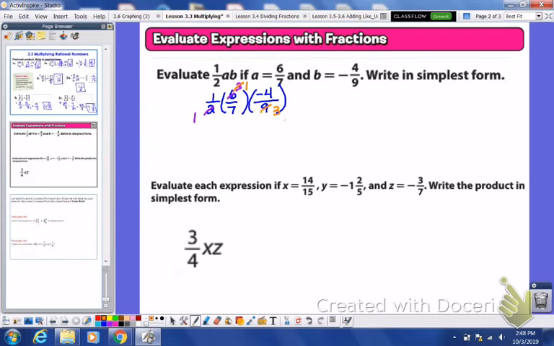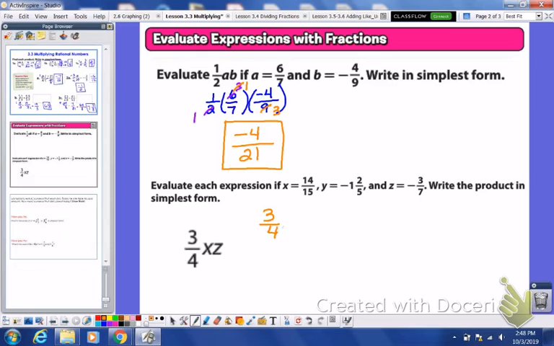Now at this point, I've got a couple simplifications already, so I'm just going to go ahead and multiply and check at the end. So 1 times -4 is -4, over 1 times 7 times 3 is 21. And -4 over 21 does not reduce. So our final answer is -4 over 21. Okay, another example of this. Go ahead and substitute in first.